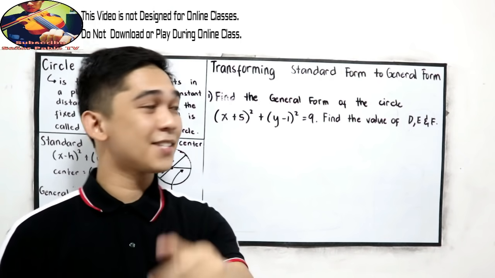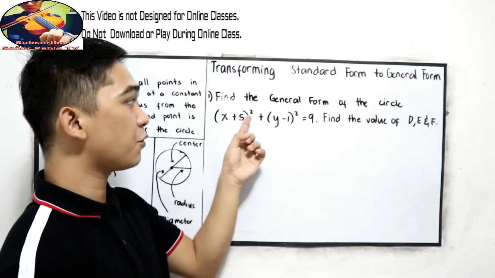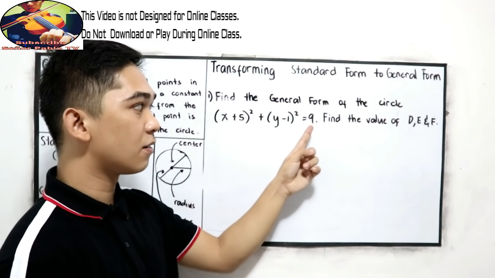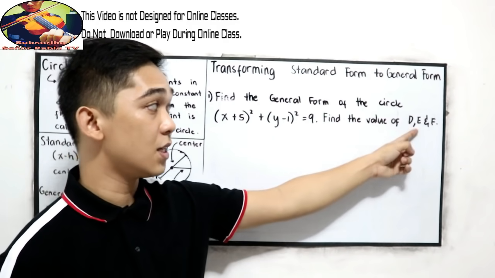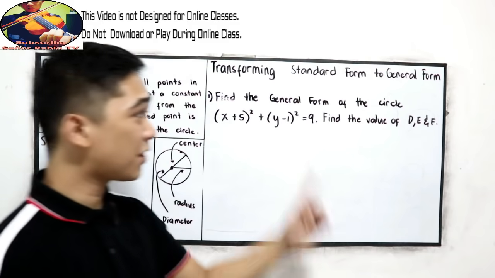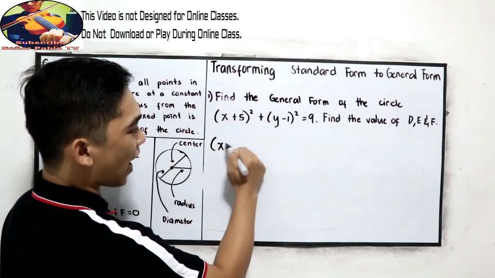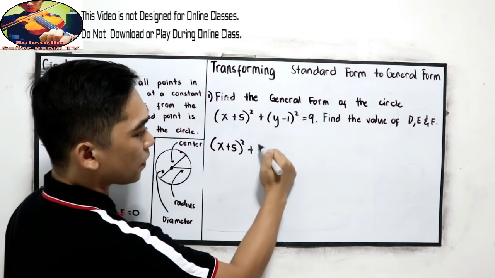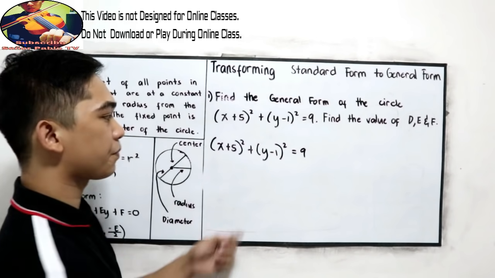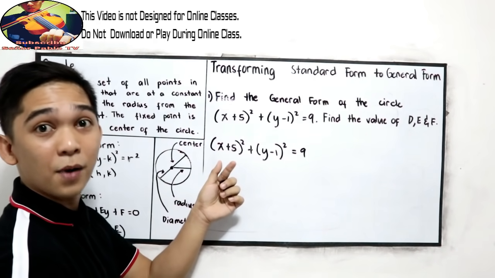Your problem is: find the general form of the circle (x plus 5) squared plus (y minus 1) squared is equal to 9. Find the values of D, E, and F. Okay, let us find the general form. So copy (x plus 5) squared plus (y minus 1) squared is equal to 9. Square of a binomial, so let us expand.